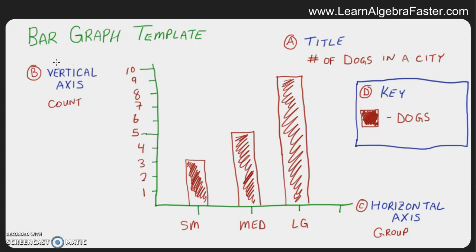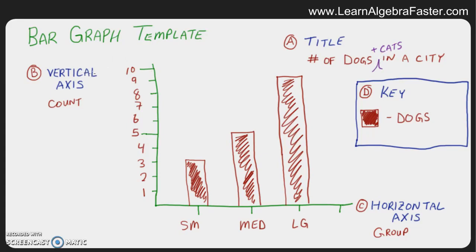Okay, now let's actually make this a little more complicated. Let's turn this into a double bar graph, and let's not only measure dogs, let's also measure cats. So I'm going to stick this in here. So dogs and cats in a city. So now we've changed our title to the number of dogs and cats in a city.